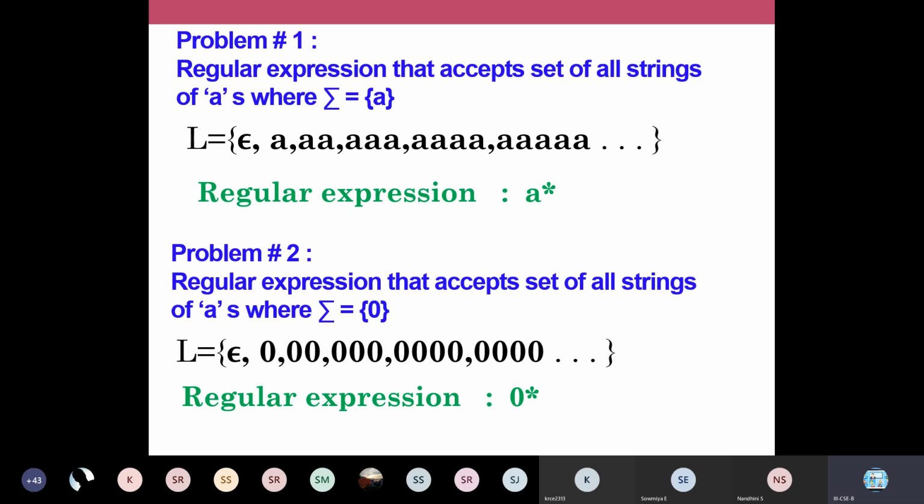Referring to your language, the first string has length 0, the second has length 1, the third has length 2, and then length 3. So star denotes the union of the strings of all these lengths: A power 0 union A power 1, union A power 2, A power 3, like that. A power 0 denotes 0 occurrences of A. It means A will not come at all, so that is the case where you get an epsilon in your language.